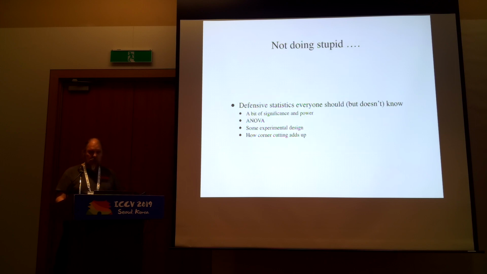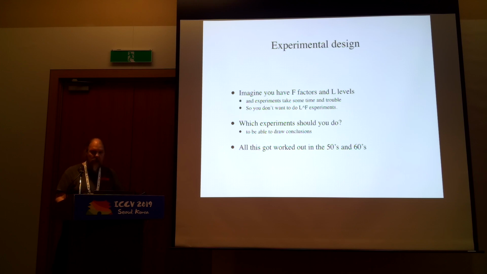If you've been watching me closely, that word trivial was dangerous. Why? Imagine I have F factors and L levels, and I'm going to do an experiment. Experiments take some time and trouble. Even now, they take some time and trouble. All this theory got worked out long ago. It was originally worked out for things like experiments where you plant corn and then you pick it 6 months later and whatever. So the problem when you have F factors and L levels is you could end up having to do L to the F experiments, which is hard.